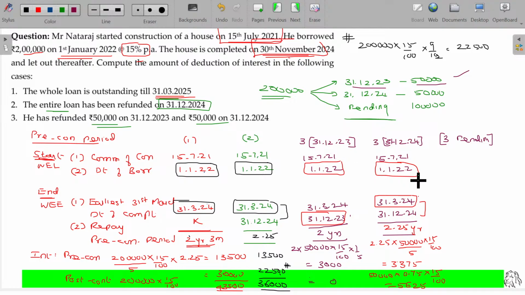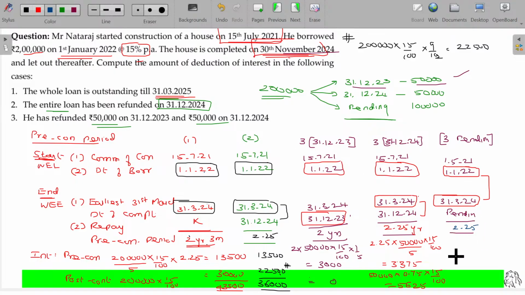The last case, starting there is no problem. 15/7/21, 1/1/22. And earliest, the date of completion being 31st March 24. Before that, the 31st March being 31st March 24. Repayment still pending, not at all paid. So it's not applicable. Now here, between these two, whichever is later is this one. Between these two, whichever is earlier is this one. And the duration for pre-construction period being 2.25 here.